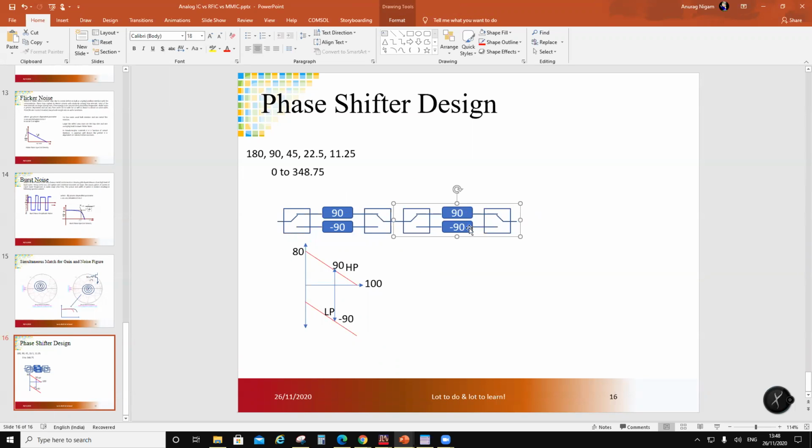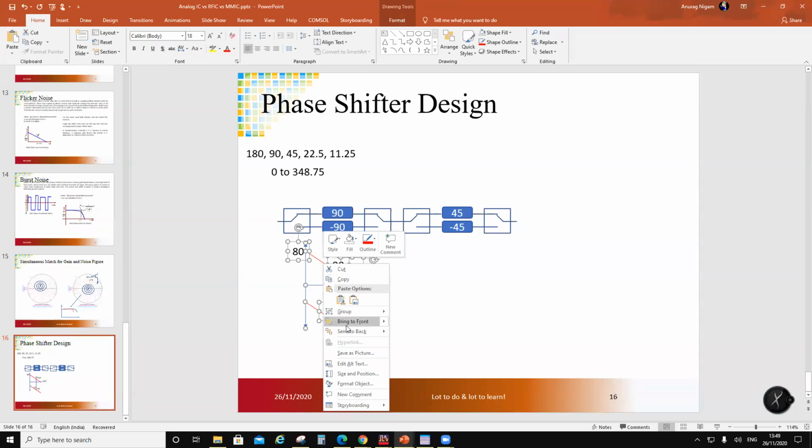Now this is going to be plus 45 and minus 45, and so on. So basically then 22.5, 11.25, and then 5.625. So I need to do these blocks. So you understood what is going on here.